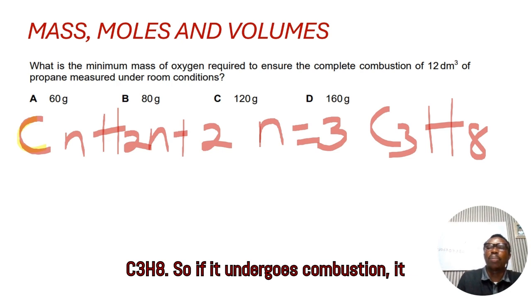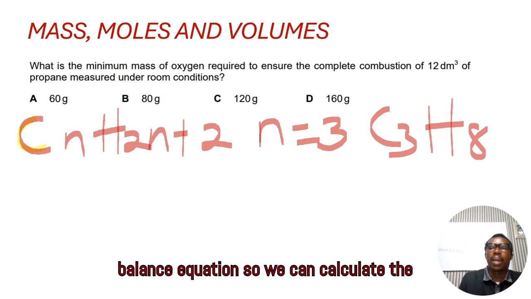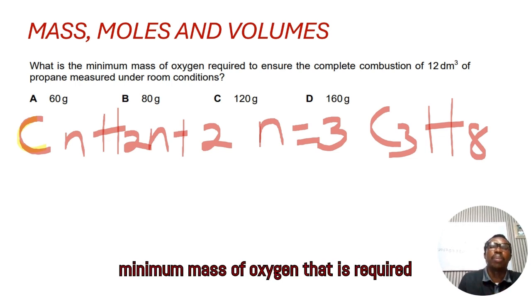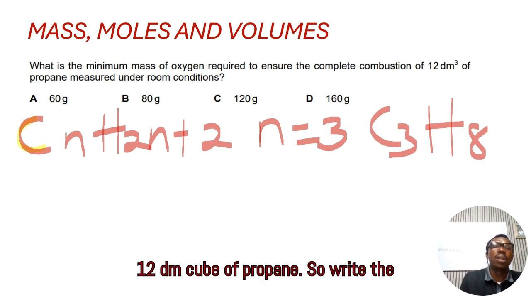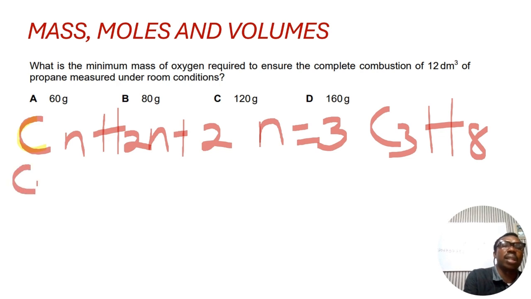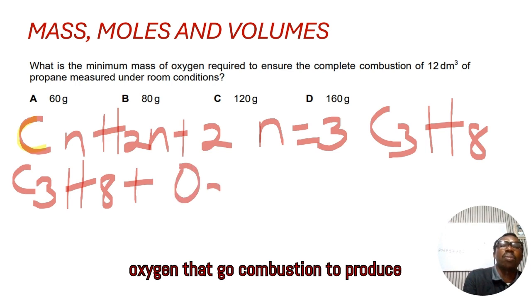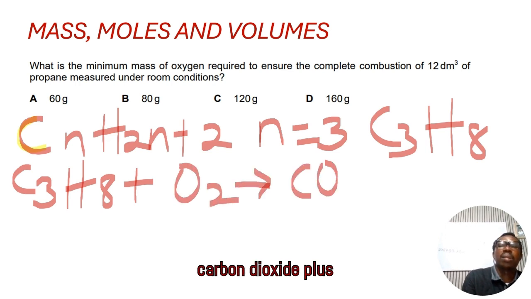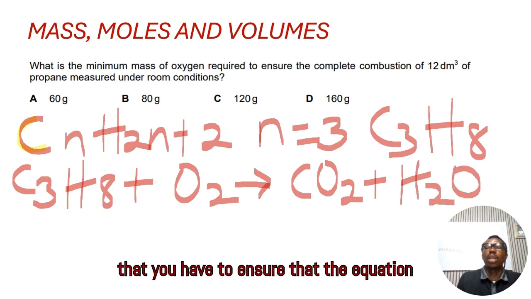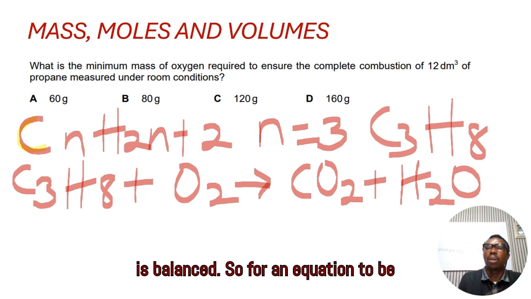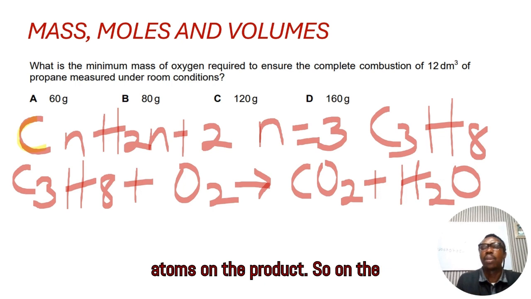So if it undergoes combustion, it will produce carbon dioxide and water. So the next thing to do is to write the balanced equation so we can calculate the minimum mass of oxygen required to ensure the complete combustion of 12 dm³ of propane. So write the balanced equation, which is C3H8 plus what? Oxygen that undergoes combustion to produce carbon dioxide plus what? Water. So the next thing is that you have to ensure that the equation is balanced. So for an equation to be balanced, the number of atoms on the reactant will be equal to the number of atoms on the product.